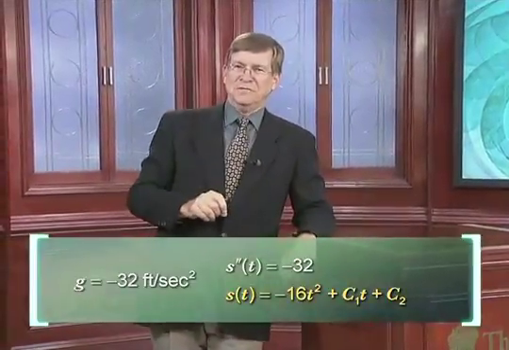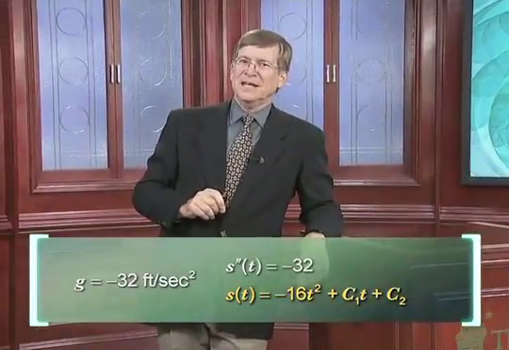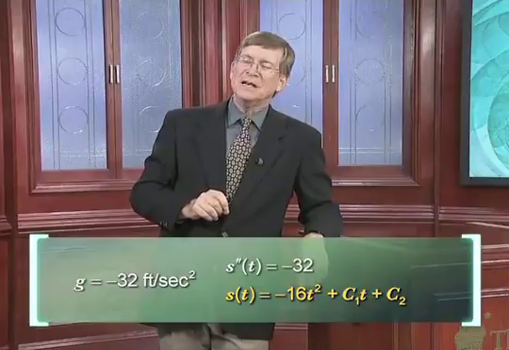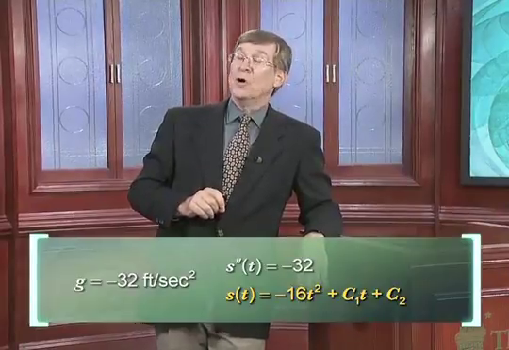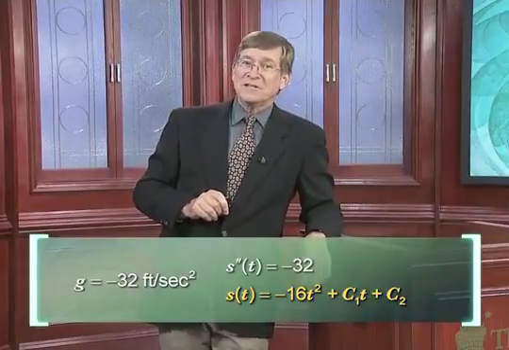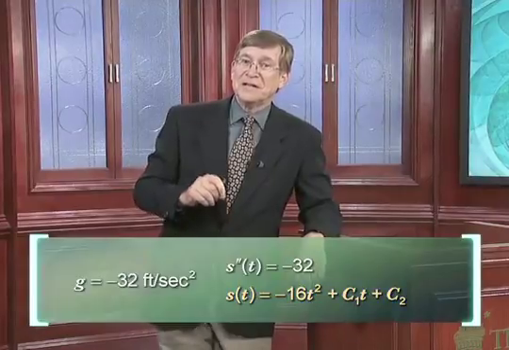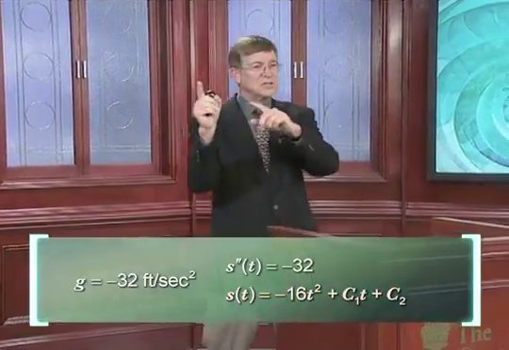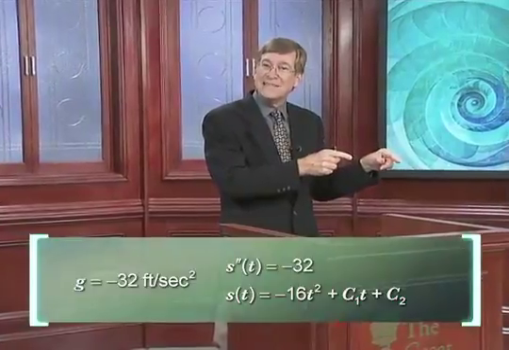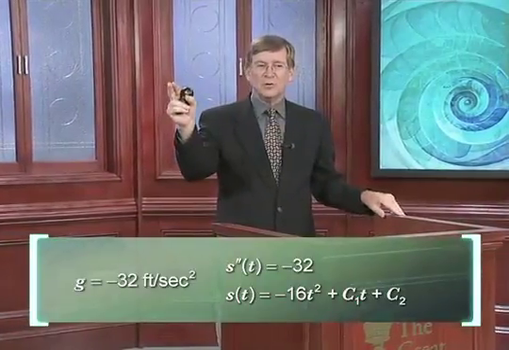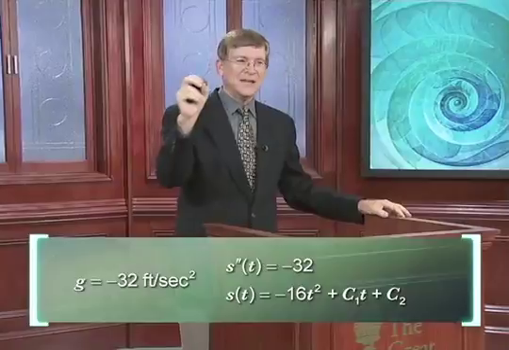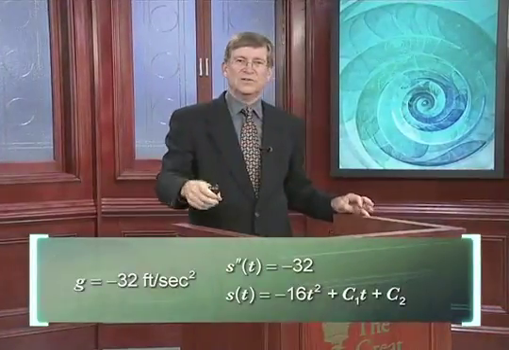Differentiate that position function. What's the first derivative? It's minus 32t plus c1. What's the second derivative? Minus 32. You see how the two constants go away when I differentiate twice? C2 goes away when I do the first derivative, and C1 disappears when I do the second derivative.